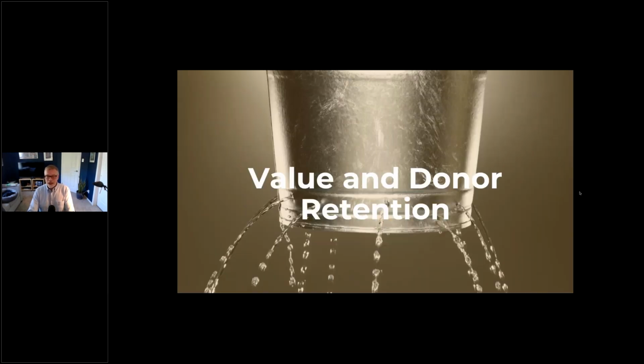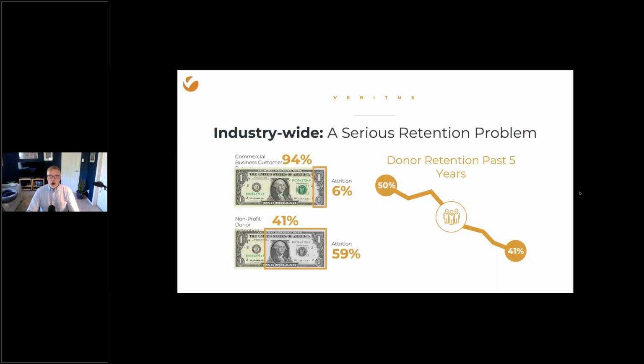So let's get into it and let's start talking about value and donor retention. All of us pretty much in our industry in the nonprofit world know about donor retention. And also, if you've been following for years, you know that donor retention has been a huge issue in our industry because it's been declining. In the last 5 years, we've seen it go from 50% donor retention down to 41% donor retention. And it's a huge problem in our industry, and everyone is trying to figure out how do we retain donors.